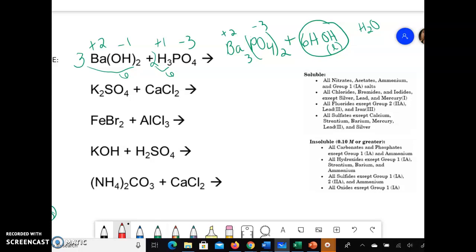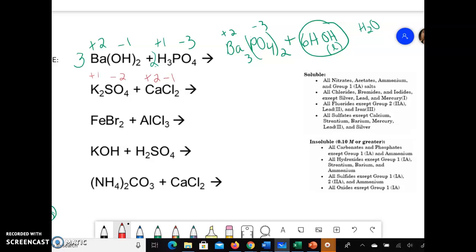All right, let's look at the next one. First thing you're going to do is put charges on all 4 things. So remember, single replacement had 3 things, double replacement has 4. So you can look all of these up. K is +1, sulfate is on your list of polyatomic ions, and these last 2 are on the periodic table.